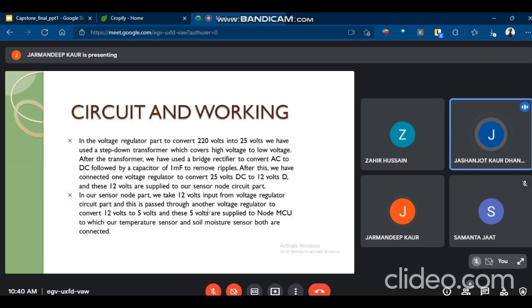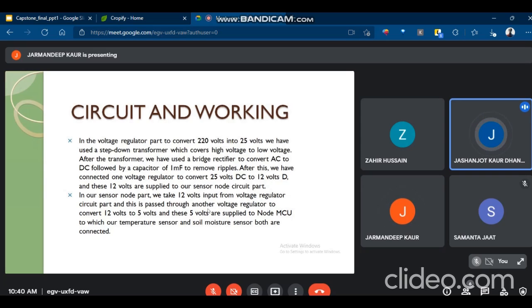In our sensor node circuit part, we take 12 volts from the voltage regulator part, and these are then passed to another voltage regulator to convert these 12 volts DC to 5 volts DC. These 5 volts are then supplied to the NodeMCU part, to which our sensors like the temperature sensor and moisture sensors are connected. To extract the values from the temperature sensor, we have used a 4.7K ohm pull-up resistor.